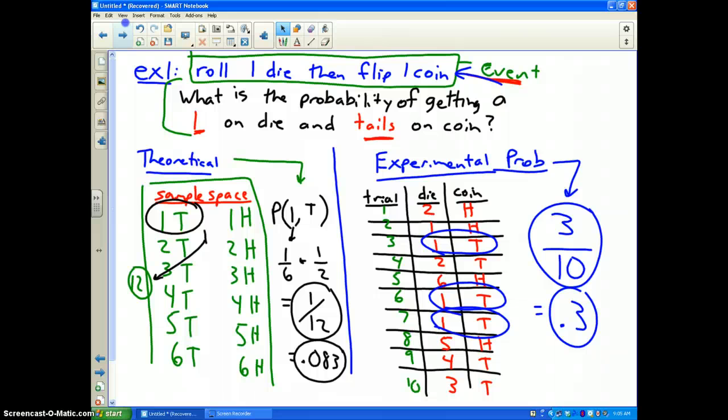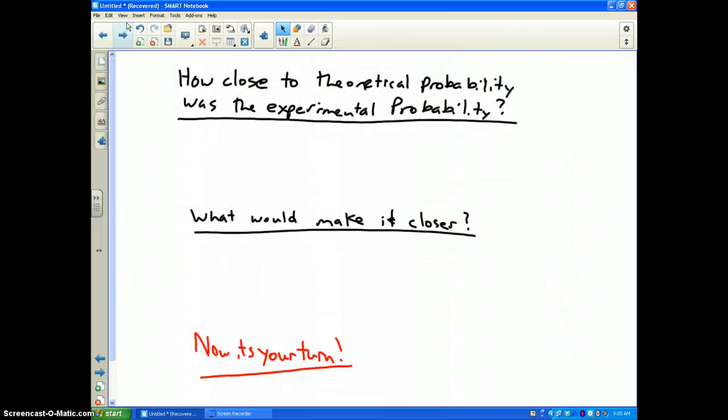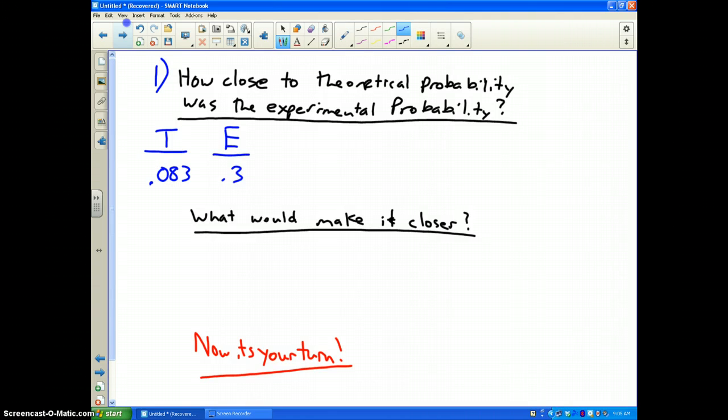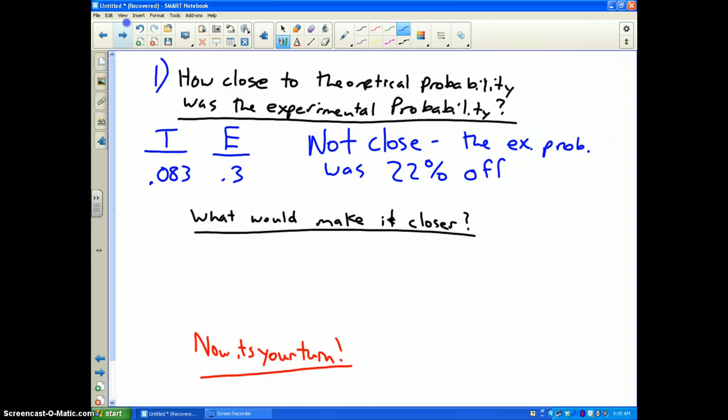Now let's answer some final questions. Number 1, how close to the theoretical probability was the experimental probability? Well, if you remember, the theoretical probability was 0.083 and the experimental probability was 0.3. So my answer would be they were not close. The experimental probability was about 22% off of the theoretical probability.